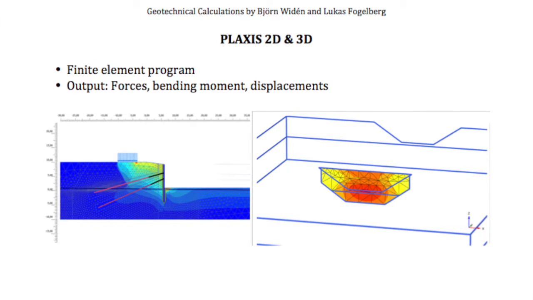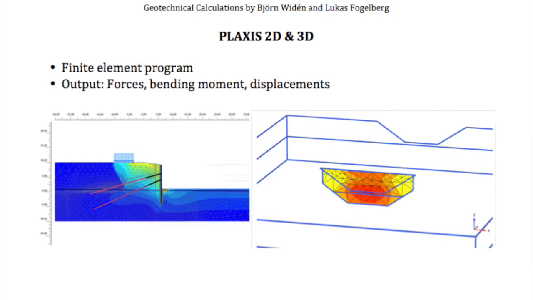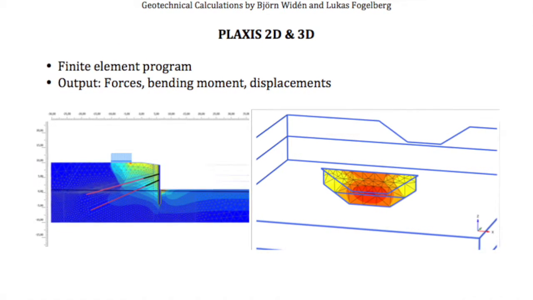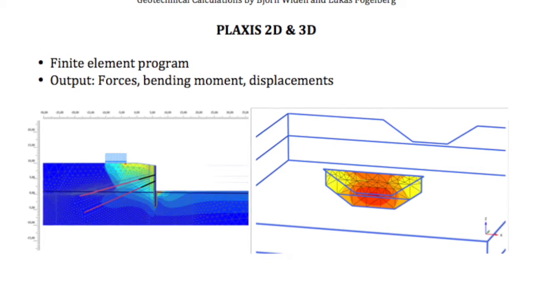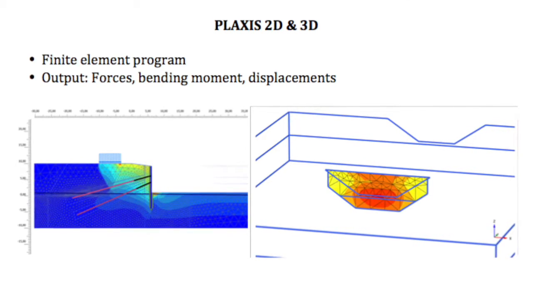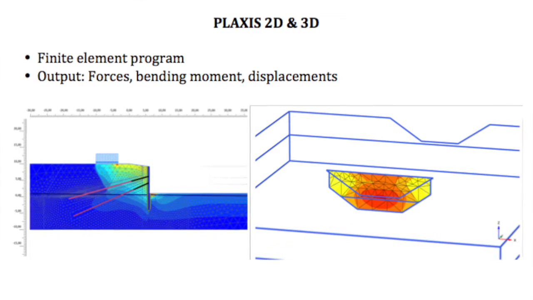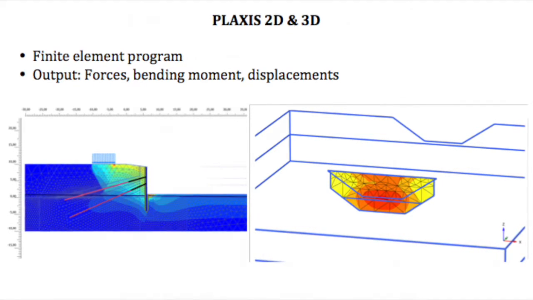Shortly about PLAXIS 2D and 3D. The computational software used in this study is PLAXIS 2D and PLAXIS 3D. PLAXIS is a finite element method, which is a numerical method used to find approximate solutions to partial differential equations. From a geotechnical point of view, the simulation in PLAXIS is used to model stresses, displacements and pore water pressures.